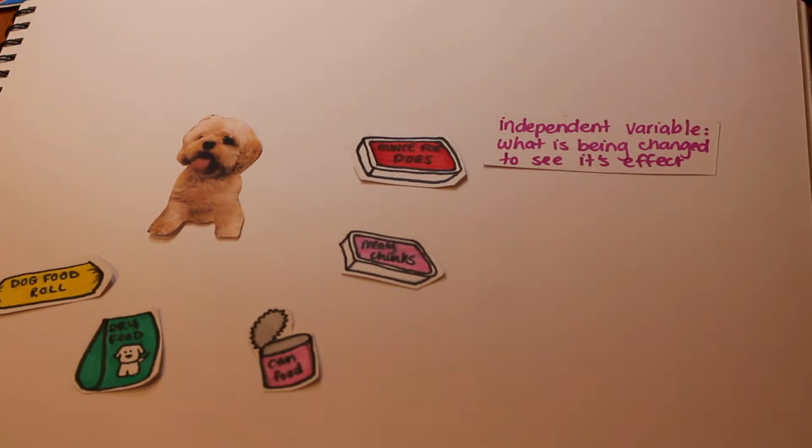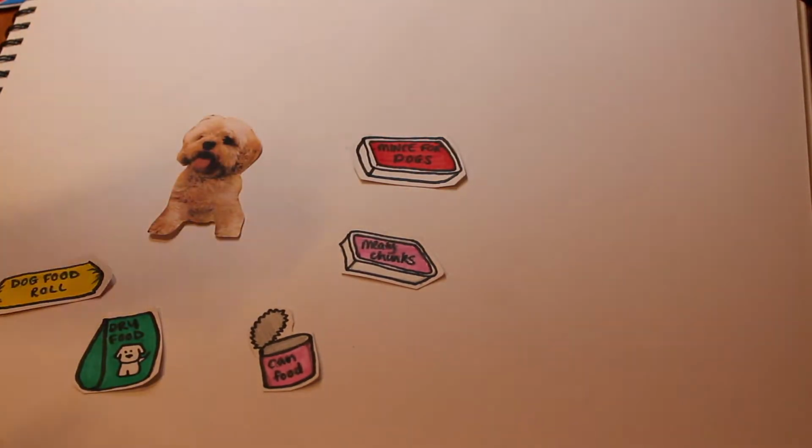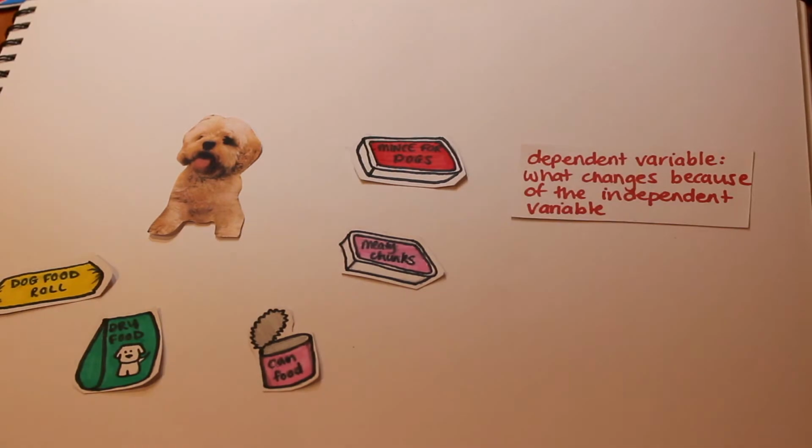Next is to determine what is being measured. And what I mean by that is what is being affected by changing the type of dog food. In this situation, it's the amount of food eaten by Monty, and this is the dependent variable. So the dependent variable is what changes because of the independent variable.